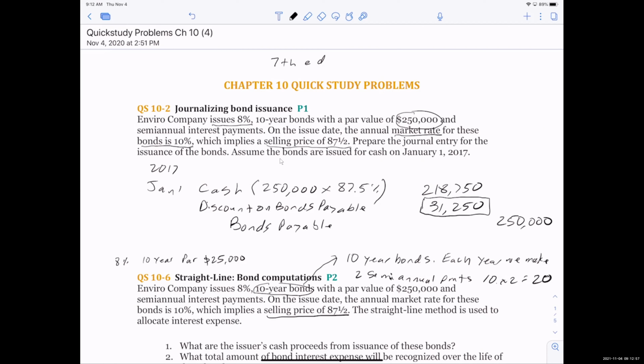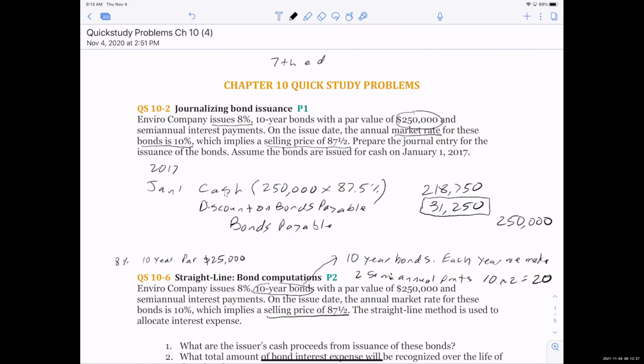Now, in our problem, because this is like an introduction to accounting class, and I kind of laugh at that because this is hard stuff, but still it's introductory, we're going to give you the selling price. And this just means that we are going to sell these $250,000 worth of bonds at only 87.5% of that, right? So then when we issue the bonds, how much cash are we going to receive? Well, 87.5%.